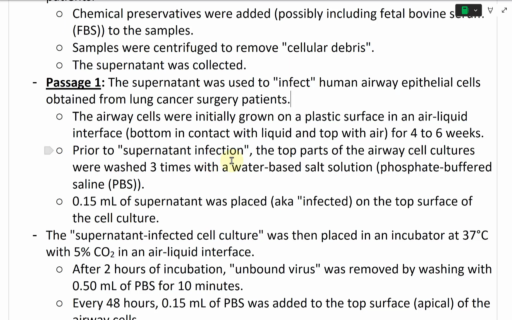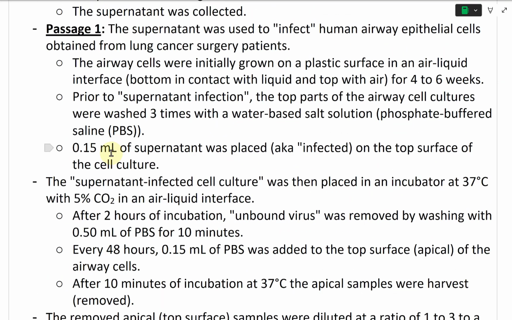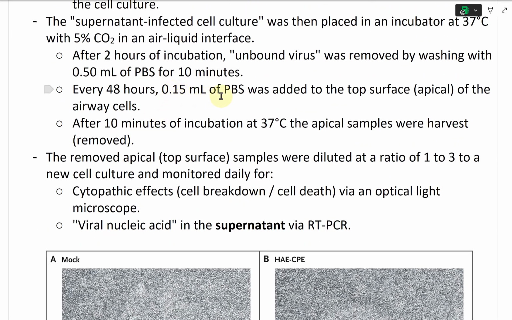Prior to supernatant infection, the top parts of the airway cell cultures were washed 3 times with a water-based salt solution, phosphate buffered saline or PBS, and then 0.15 milliliters of supernatant was placed, aka infected, on the top surface of the cell culture of the cancer patient cells. The infected cell culture was then placed in an incubator at 37 degrees Celsius with 5% CO2 in an air-liquid interface. After 2 hours of incubation, "unbound virus was removed" by washing with 0.5 milliliters of PBS for 10 minutes. Every 48 hours, 0.15 milliliters of PBS was added to the top surface, or the apical surface, of the airway cells.